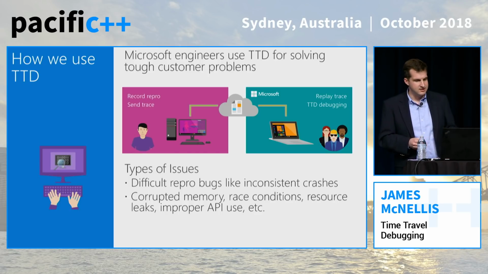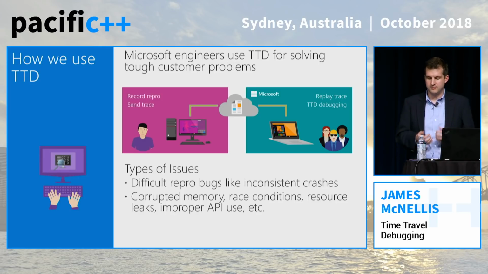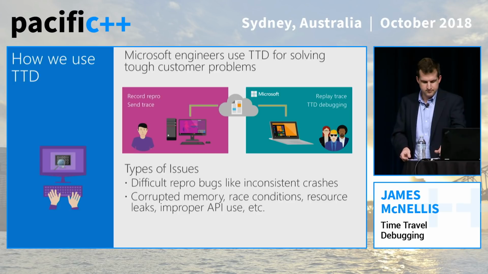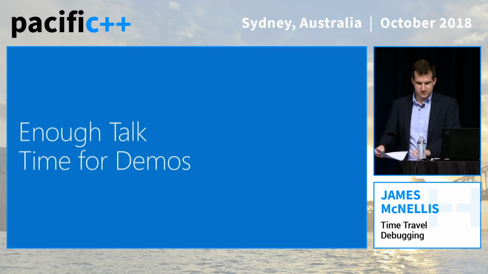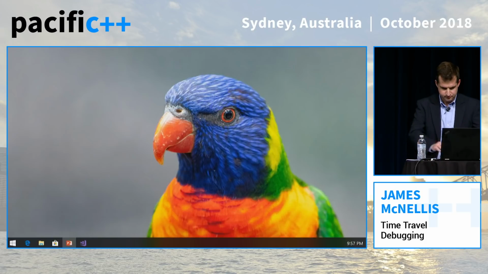And then here I've got a list of the kinds of places where we found time travel debugging to be most useful: those cases that I mentioned previously, the hard bugs, inconsistent crashes, memory corruption, race conditions, resource leaks, improper API usage, and then, of course, bugs that only repro on customer machines. So with that, enough talk. Let's do some examples. First, I'm going to start with the basics.